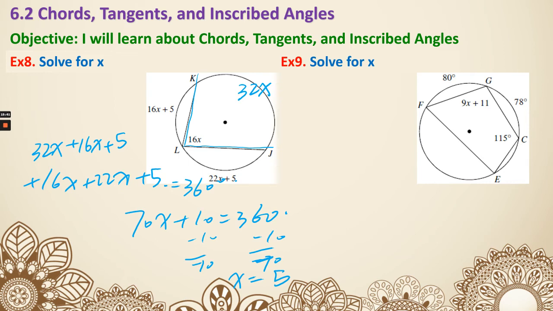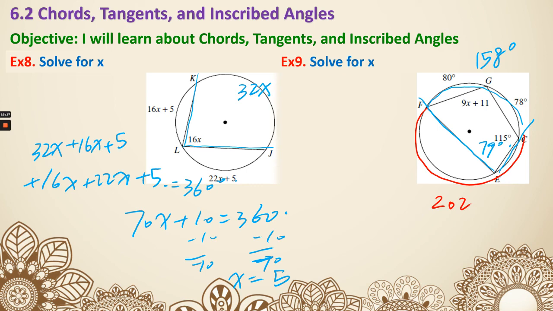Last one, example 9. If that angle is 80 degrees and that is 78 degrees, I can add them together to be 158 degrees, and it is facing the angle right here. And that angle is going to be divided by 2, 79 degrees. However, if we found the other side is 158, we can also know this side is going to be 360 minus 158, which makes this 202 degrees on this side.